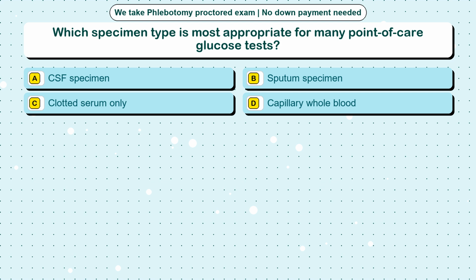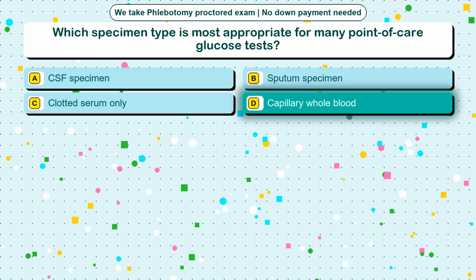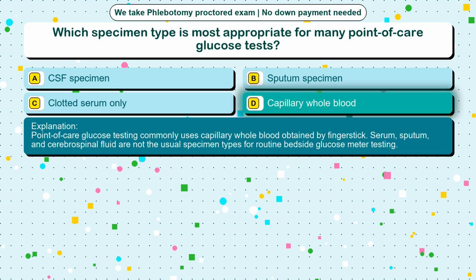Option A, CSF specimen. Option B, sputum specimen. Option C, clotted serum only. Option D, capillary whole blood. The correct answer is option D, capillary whole blood. Point-of-care glucose testing commonly uses capillary whole blood obtained by fingerstick. Serum, sputum, and cerebrospinal fluid are not the usual specimen types for routine bedside glucose meter testing.